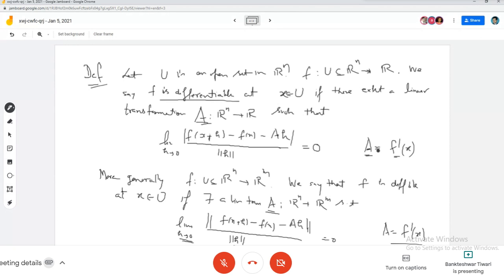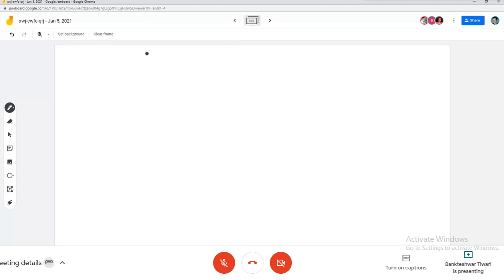So whenever a matrix or a linear transformation satisfies this condition, it's always unique. So this lemma I am going to prove, and then I will give an example. So maybe instead of lemma, you can also call it a theorem.